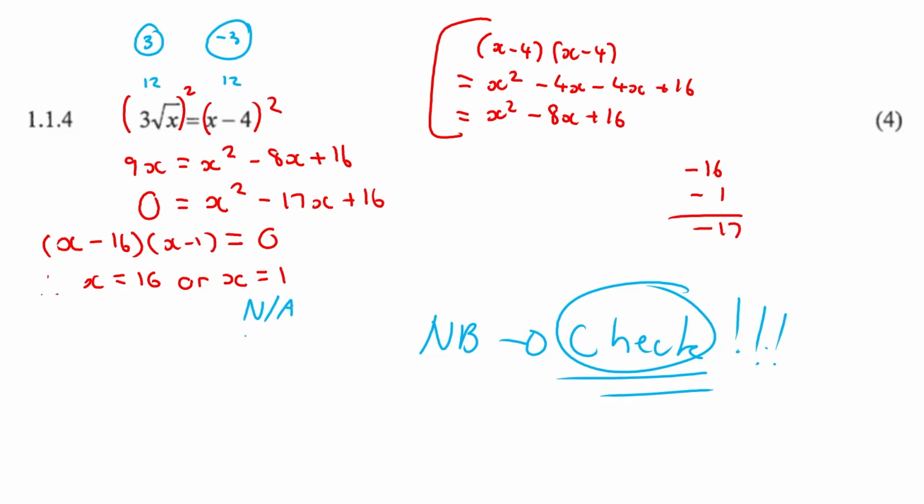You can write not applicable. You can write reject. I've seen in some of the prelim memos as well, they even put a line through it. So any one of those 3 rejections would be fine. Okay, and that's it.